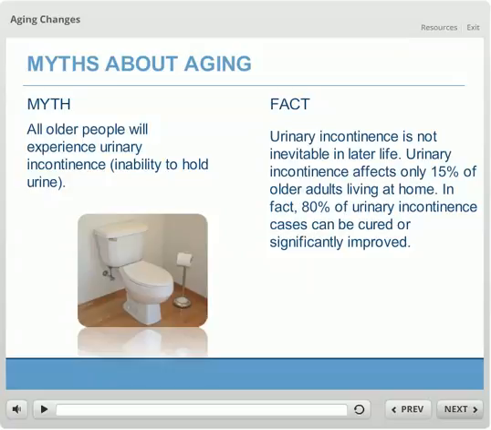Myth: all older people will experience urinary incontinence, or the inability to hold urine. Fact: urinary incontinence is not inevitable in later life. Urinary incontinence affects only 15% of older adults living at home. In fact, 80% of urinary incontinence cases can be cured or significantly improved.